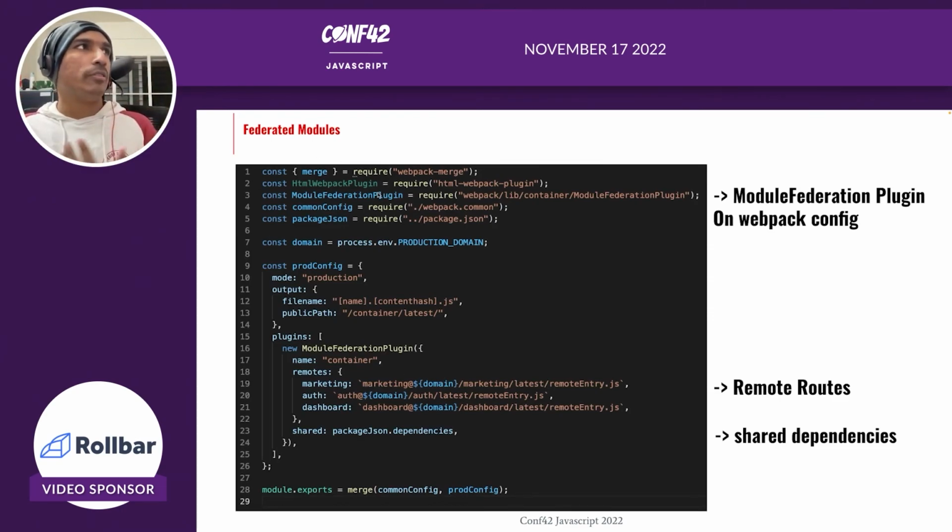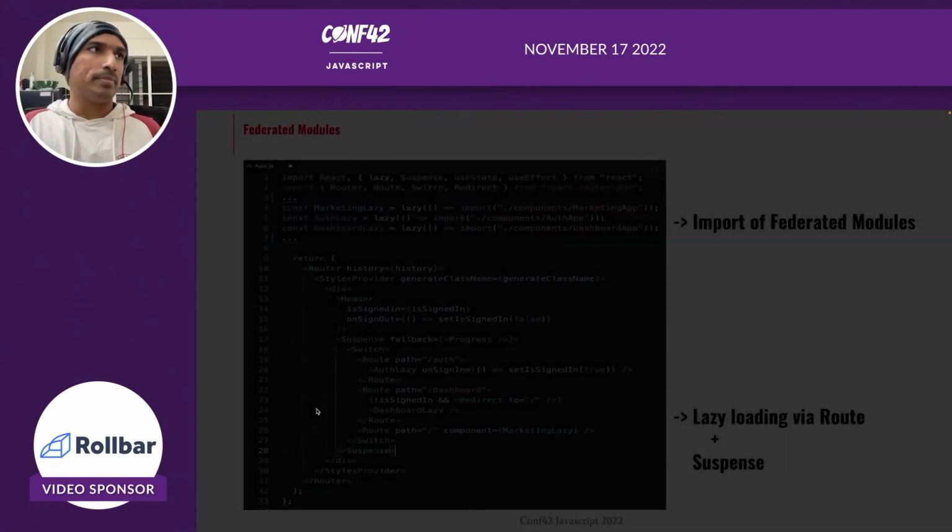Initially, the module federation plugin has to be imported from the package, and in the plugins, you must create an instance of it, which must contain a list of routes for the micro-frontends that you have. These routes will be rendered on the browser only when the particular micro-frontend is called. And if you see here on line number 23, the dependencies are shared among all these micro-frontends so that there won't be duplicate instances of a dependency.